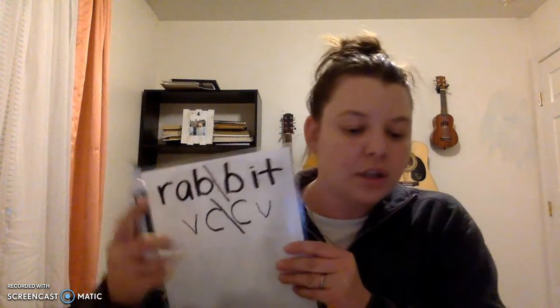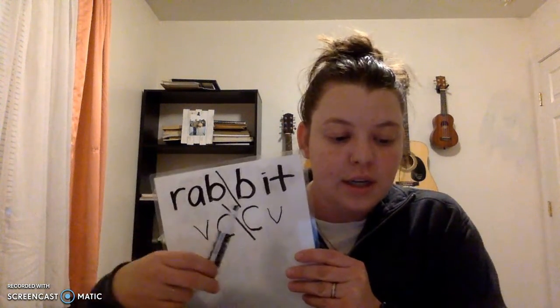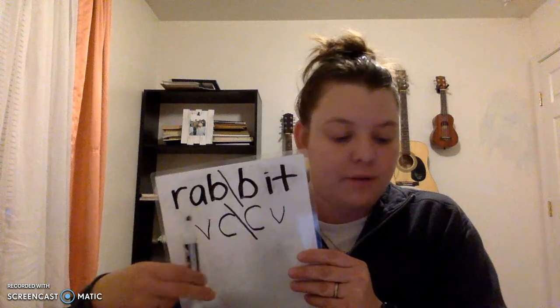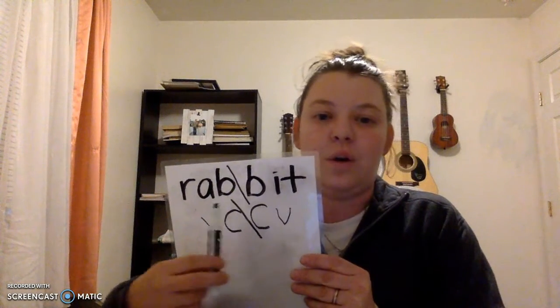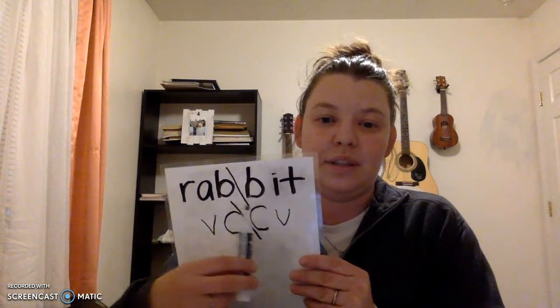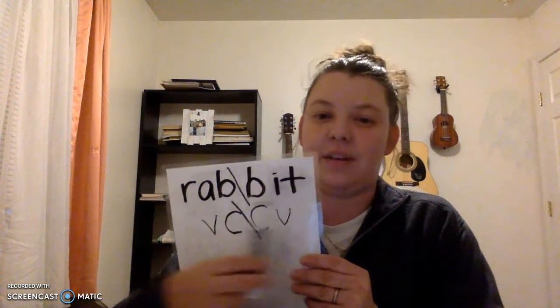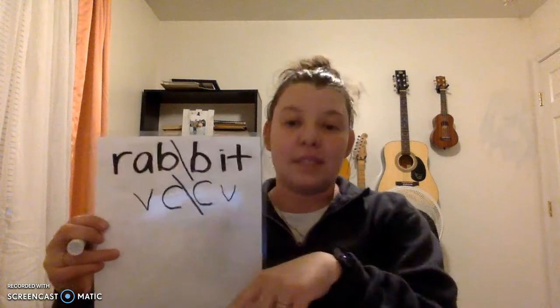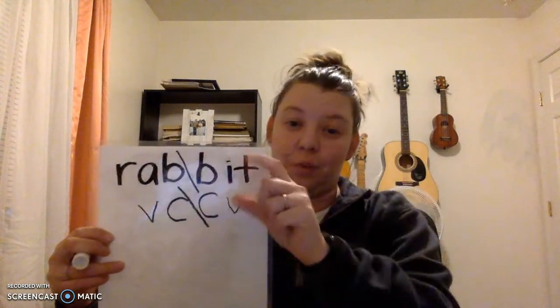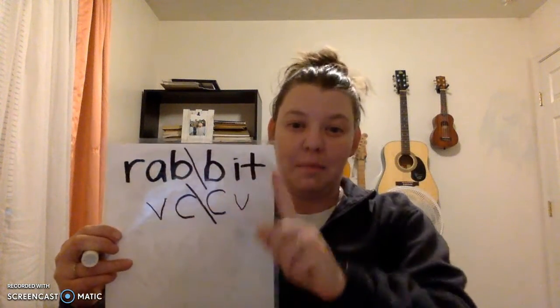So now we're going to look at this and we're going to point to the different syllables together, right? So we're going to start with the first one, rab, bit, okay? Rab, bit. Now we're going to say it together, rabbit. Good job. So now that was the last step, blending it together for rabbit. Rabbit. Good job.